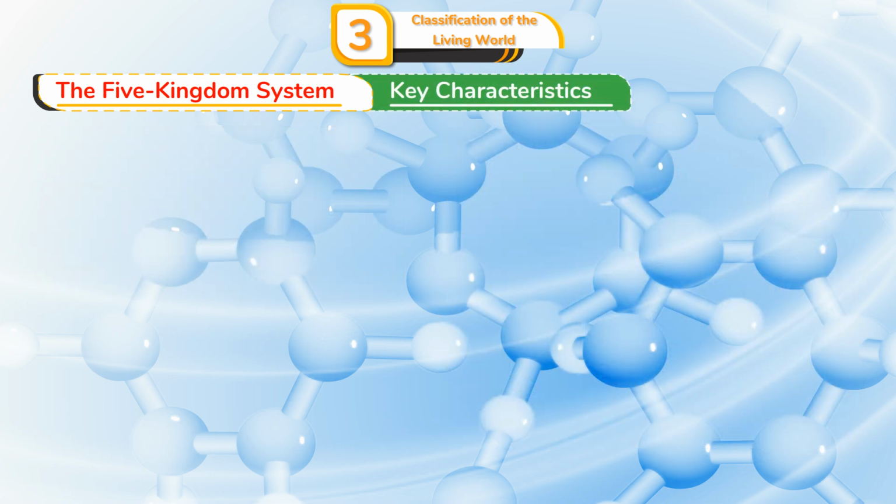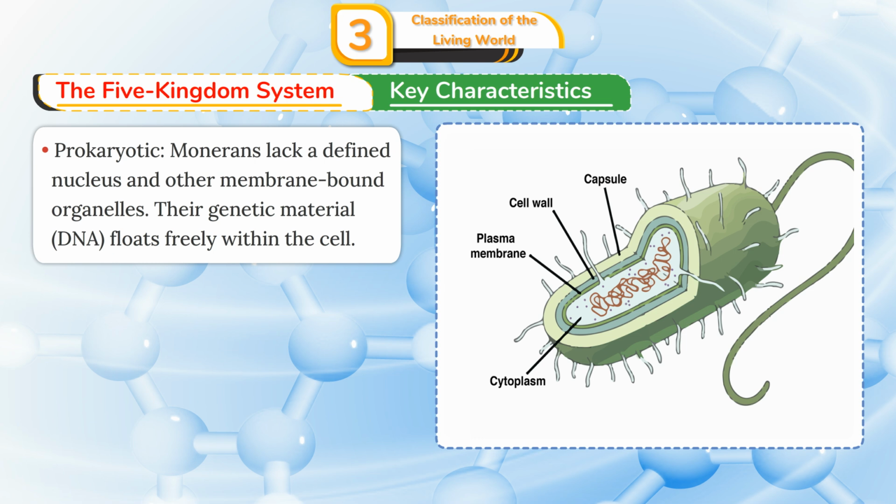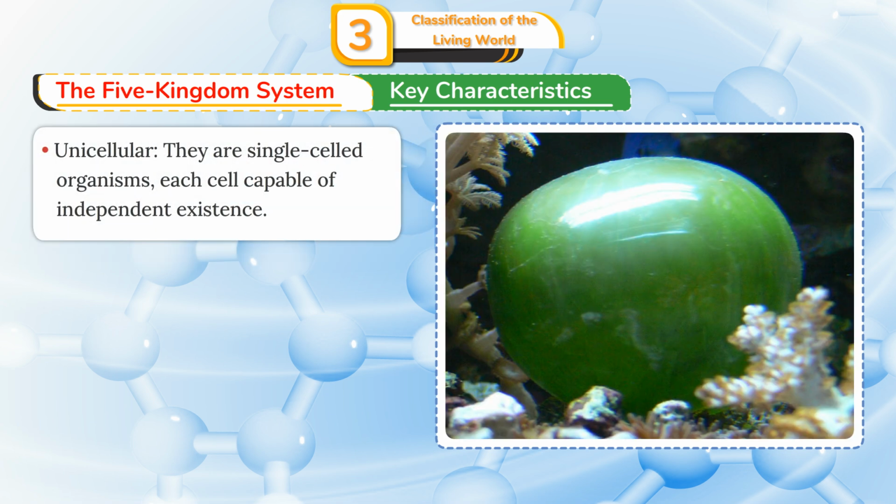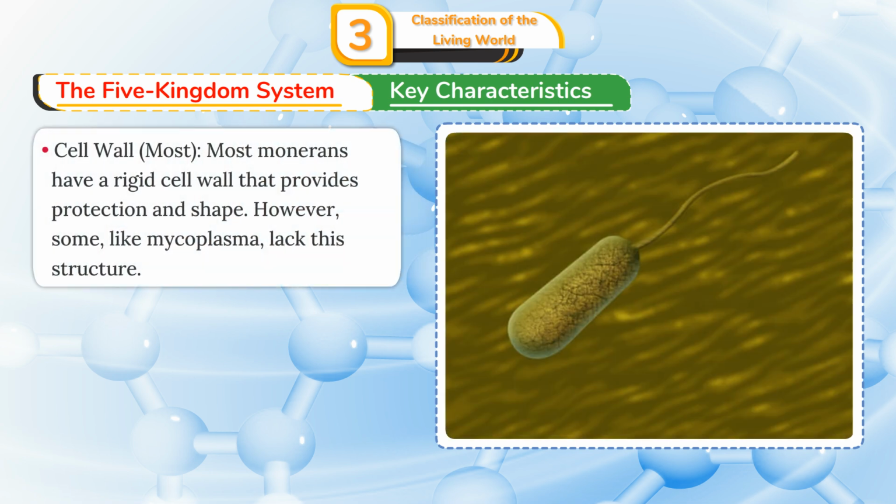Key characteristics. Prokaryotic. Monerans lack a defined nucleus and other membrane-bound organelles. Their genetic material, DNA, floats freely within the cell. Unicellular. They are single-celled organisms, each cell capable of independent existence. Cell wall. Most monerans have a rigid cell wall that provides protection and shape. However, some, like mycoplasma, lack this structure.